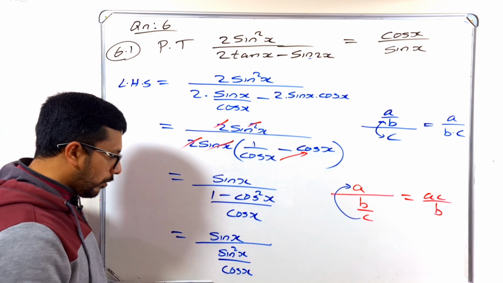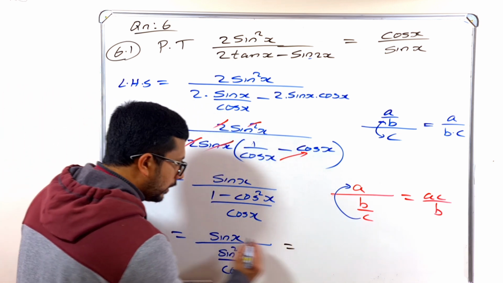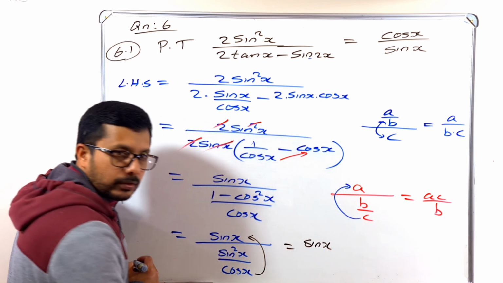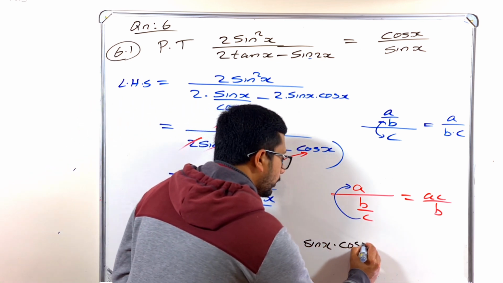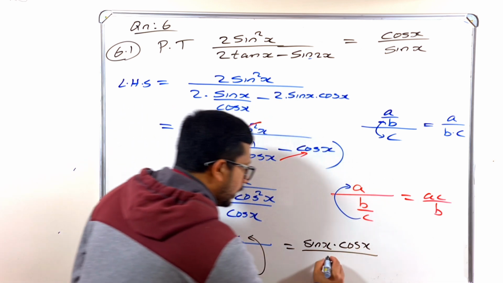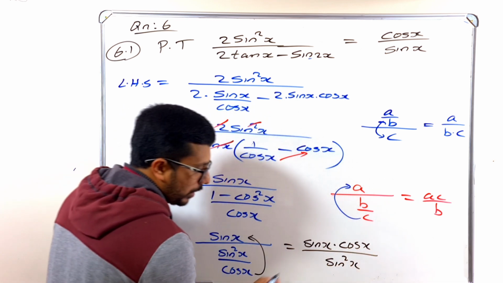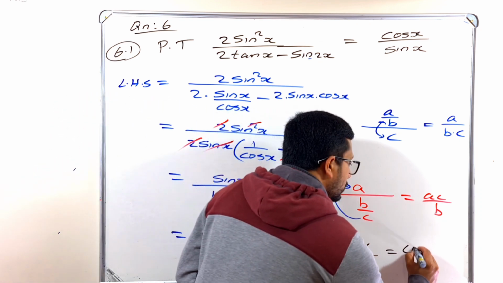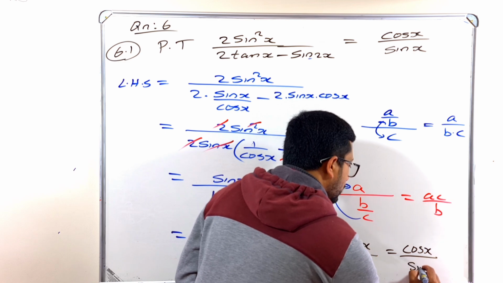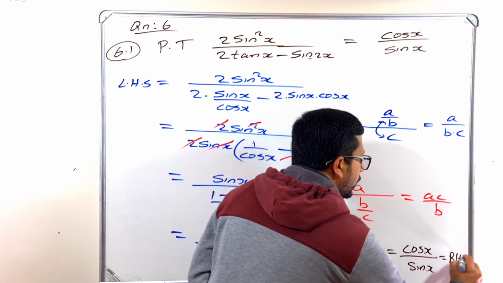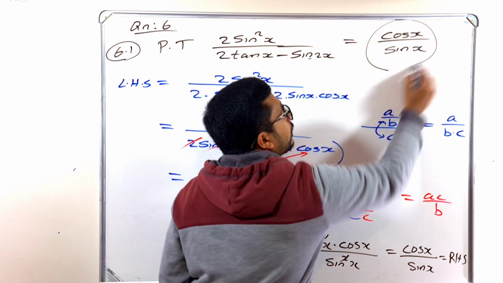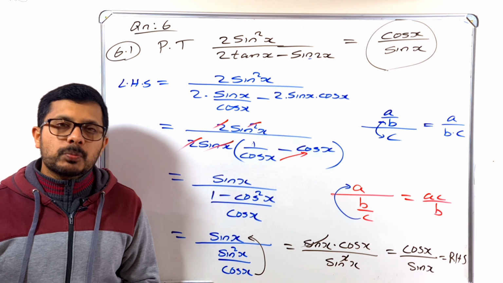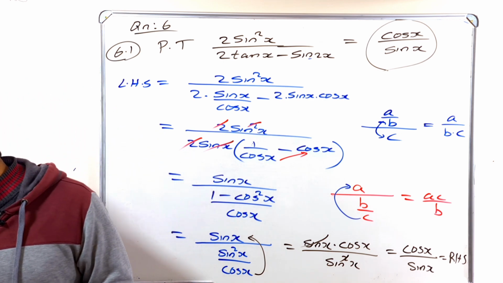Okay, so look at how I am going to write. This sin x into this cos x, it will come here, so times cos x divided by sin square x. So here you can see 1 sin x cancels. So what is remaining? That is cos x divided by sin x, and that is what we want to prove. Look at this, cos x by sin x. Okay, so that is question number 6.1. Now let's move to question number 6.2.